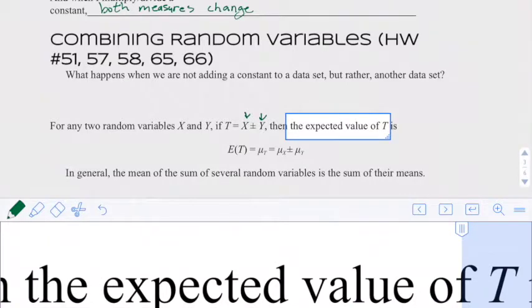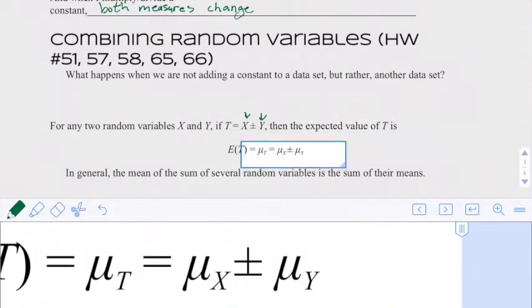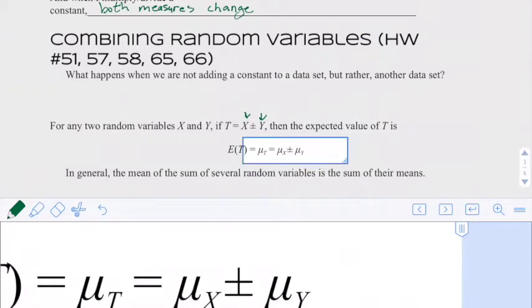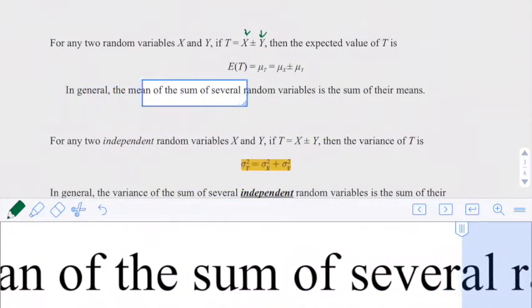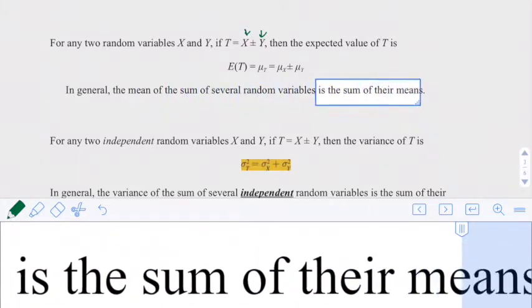Remember, expected value is the same as average. You just add them or subtract them, whatever you're doing. In general, the mean of the sum of several random variables is the sum of their means.